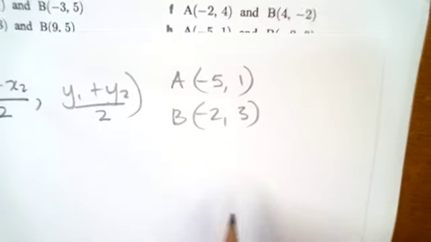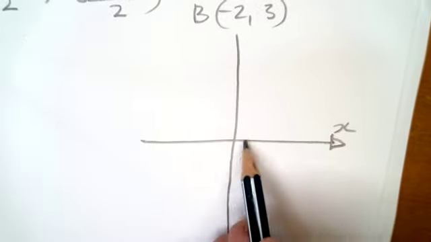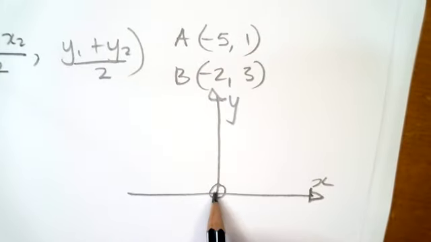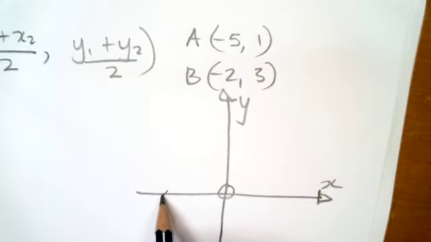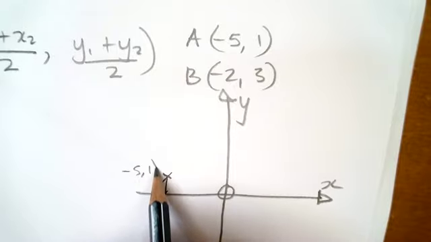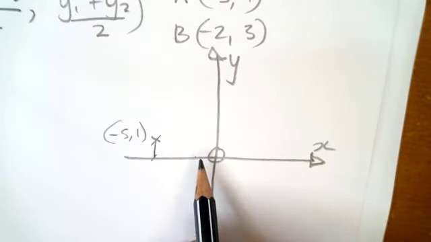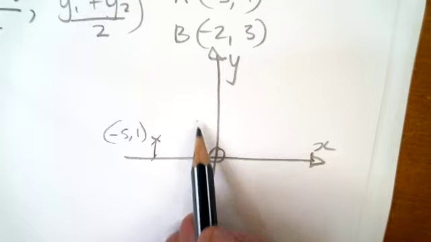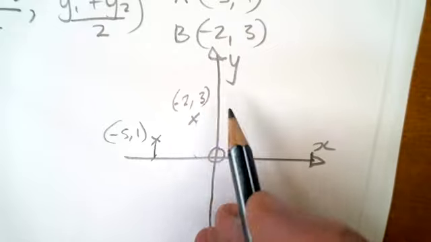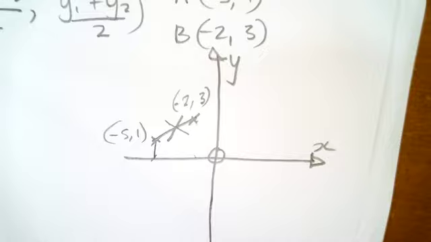And if we were to draw this up, here's roughly what it would look like. Here's my x, here's my origin, here's my y-axis. Now, I've got negative 5, 1. There's my negative 5, comma 1. And I've got negative 2, 3. Negative 2 is about there, and 3 up, about there. There it is. So we're looking at this line here, and we're finding the midpoint, wherever x marks the spot.